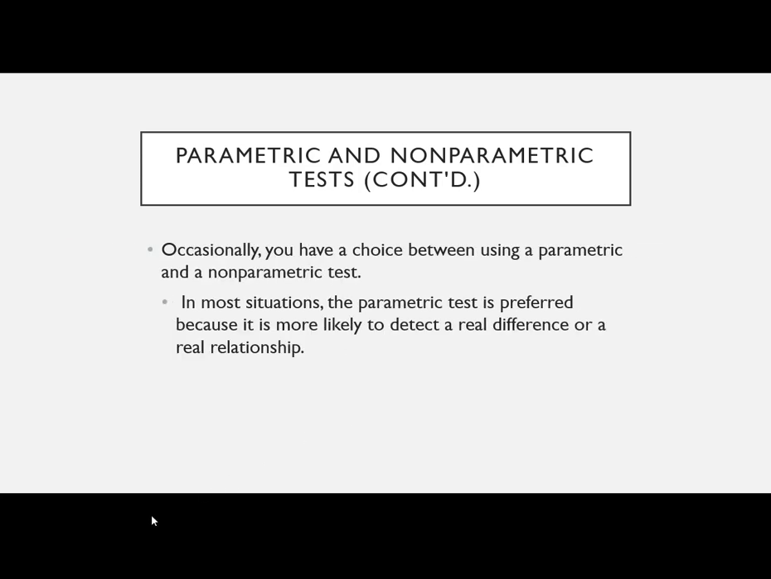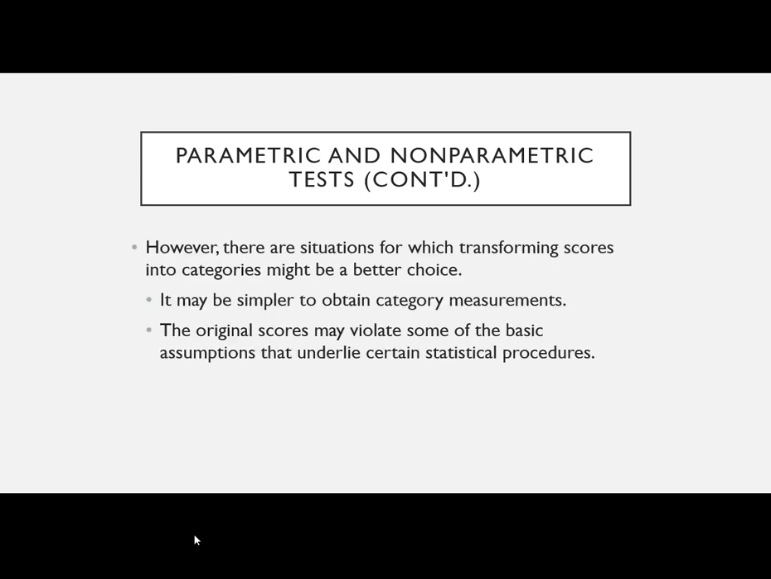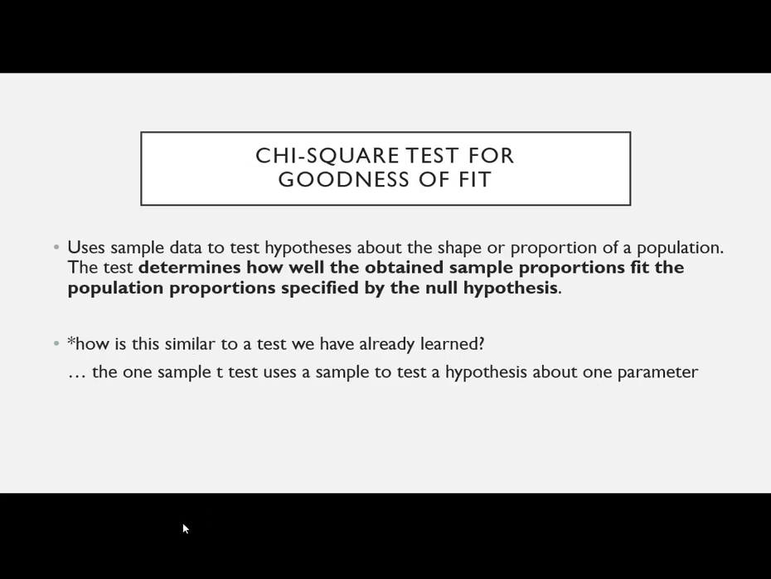Occasionally, you'll have a choice between using a parametric and a non-parametric test. In most situations, the parametric test is preferred because it's more likely to detect a real difference or a real relationship. However, there are situations for which transforming scores into categories might be a better choice. It may be simpler to obtain category measurements, or the original scores may violate some of the basic assumptions that underlie certain statistical procedures. The chi-square test for goodness of fit uses sample data to test hypotheses about the shape or proportion of a population. The test determines how well the obtained sample proportions fit the population proportions specified by the null hypothesis.